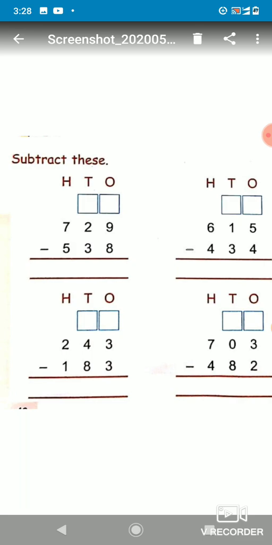Today, we will again understand how we can do the subtraction related to changing into 100. This is the subtraction in which we have to take the borrow number so that we can do our subtraction. Now let's see.